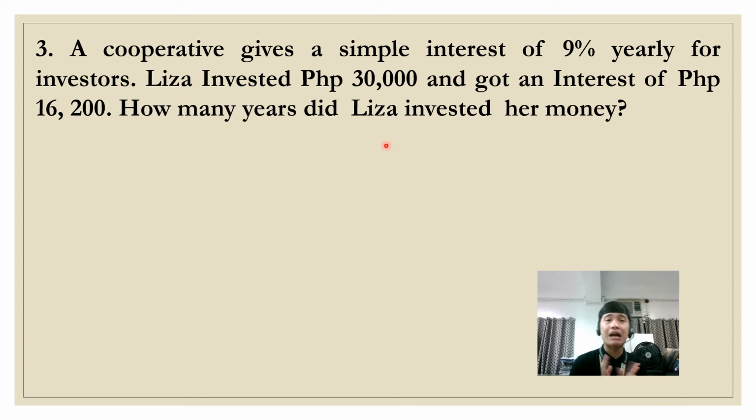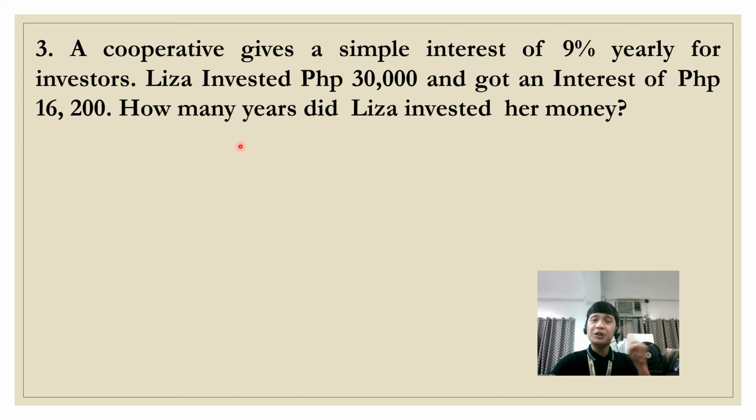So kung iintindihin po natin yung problem, may isang cooperative, nag-o-offer siya ng 9% annual interest sa lahat ng mga tao na magpapasok sa kanila ng pera o mag-i-invest ng pera. Ngayon, dito sa co-op na to, si Liza, nag-invest siya ng 30,000 pesos. Meron siyang ipinasok na 30,000 pesos. Ngayon, yung 30,000 pesos niya, considering yung 9% annual interest ng cooperative na yun, kumita, nagkaroon ng interest na 16,200 pesos. Ngayon, ang tinatanong sa problem, how many years did Liza invest her money? Gaano katagal ininvest ni Liza yung pera niya dun sa co-op.